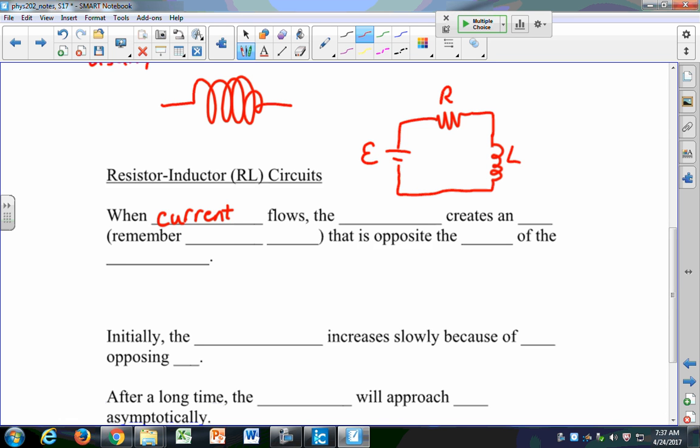And so when I hook up this circuit, say it's initially off, and then I turn it on, the inductor creates an EMF. Remember we said that when we put current through a coil of wire like this, it will actually create an EMF that opposes the current. Like it wants to keep the status quo. So it'll create an EMF that opposes the direction of the current. And this was in Faraday's law.